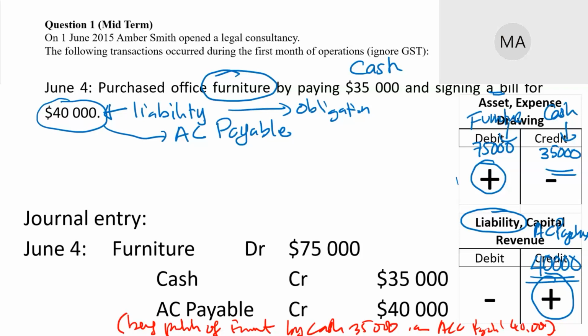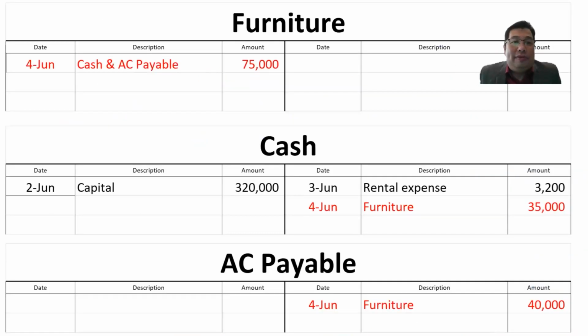Okay. So if we are okay with this, now we need to move to the T accounts. I'm going to debit furniture, credit cash, credit account payable. So let us see what will be our account. For our furniture, before this, we don't have anything. So I need to write down the title, furniture, and then draw the line. And then put the date, 4th June. I just put here the furniture comes from cash and account payable. The total is 75,000. Increase in furniture by 75,000.